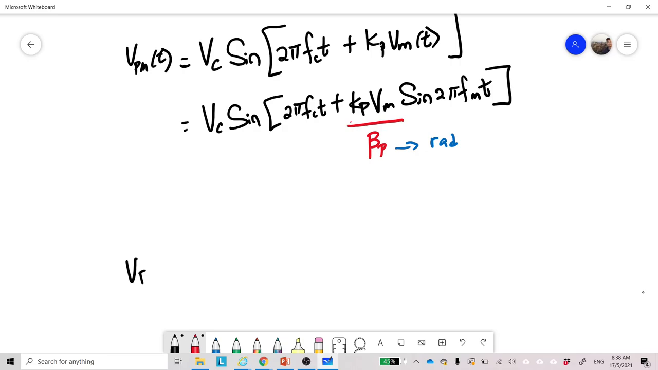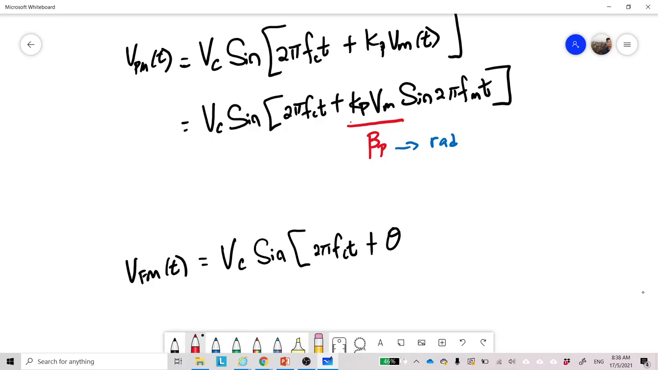So, for VFMt, the general equation for frequency modulation is equal to Vc sine in bracket 2 pi fct plus kf, okay, it's actually like this. I will do like this, plus theta prime t. So this is actually like this: integral of kf Vm t dt.